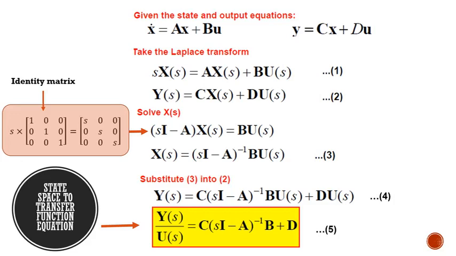Next, substitute equation 3 into equation 2, you will get equation 4. Rearrange it in terms of Y(s) over U(s), you will get equation 5. This is the equation to be used for state space to transfer function conversion. We will go through an example in the next slide.